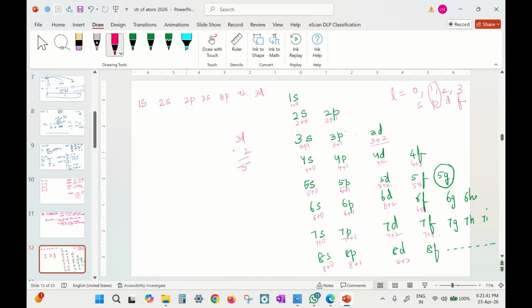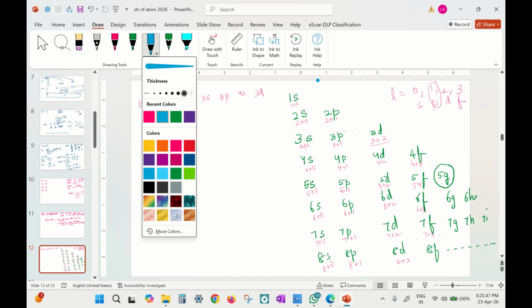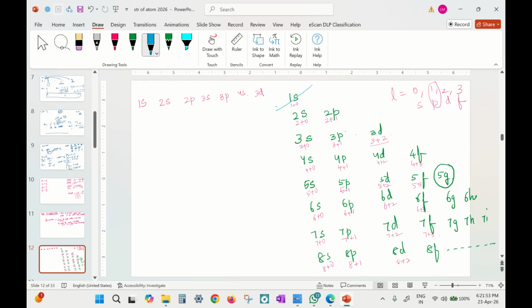So people have generated a shortcut for all of this. What shortcut is that? They draw a line like this. So they go for 1s first, then 2s, then 2p, 3s, then 3p, 4s. After 4s, where do we go? 3d. After 3d, where should we go? 4p. After 4p, do we go to 4d or do we go to 5s? So after 3d, we'll go to 4p, 4p to 5s.